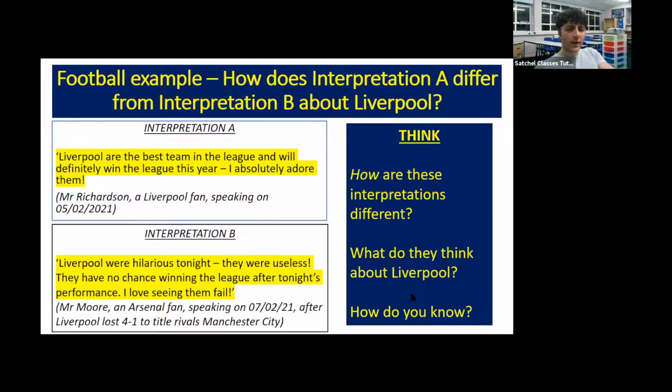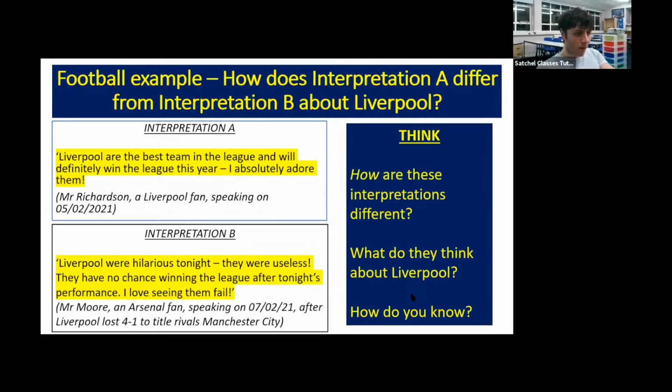The first one we're going to do is a non-historical example. We're just going to use football. Now, this is a painful one for me, so be sympathetic as we're going through this. Interpretation A is me. I'm Mr. Richardson. So imagine this is something that I have said: Liverpool are the best team in the league and will definitely win the league this year. I absolutely adore them. That's interpretation A.